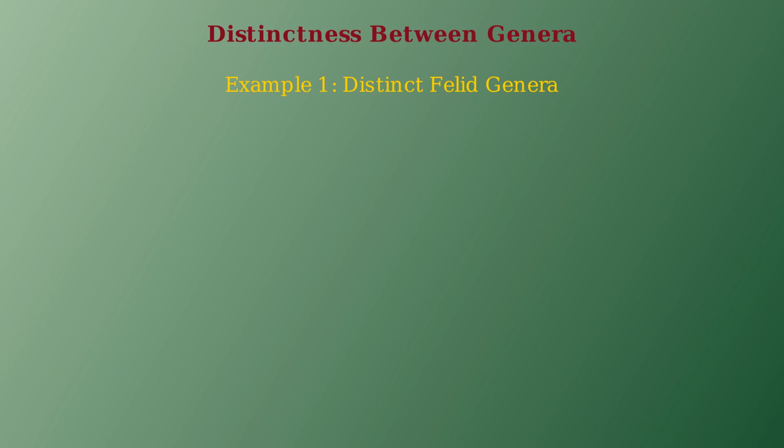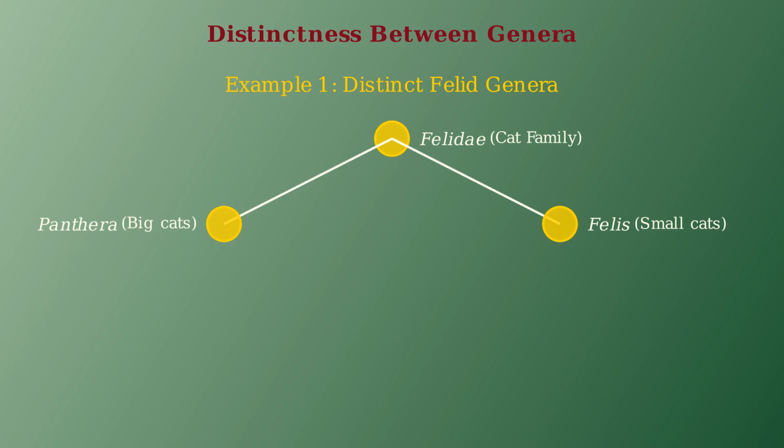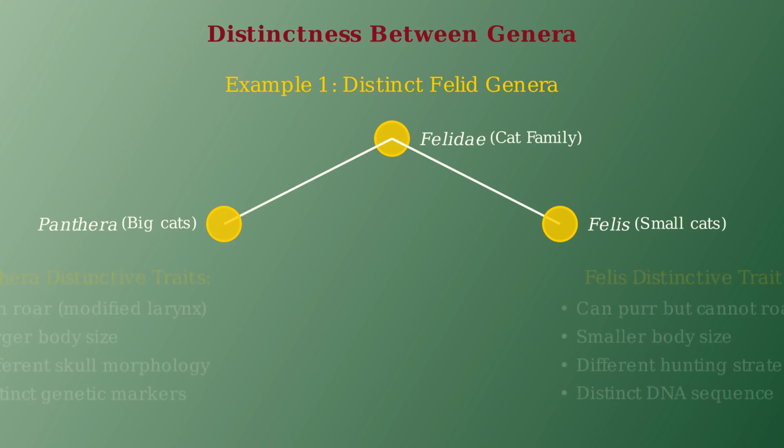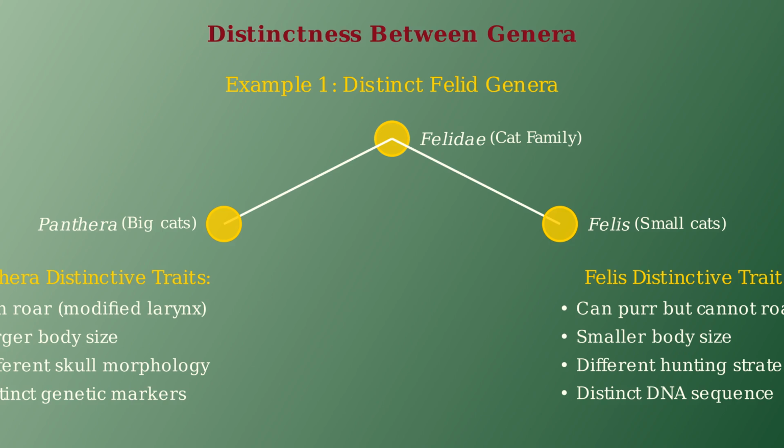Our first example looks at distinct felid genera. The cat family, Felidae, includes several distinct genera. Two well-known genera are Panthera, which includes big cats, and Felis, which includes smaller domestic and wild cats. Despite belonging to the same family, Panthera and Felis show clear differences. Panthera species can roar due to a modified larynx, have larger body sizes, different skull morphology, and distinct genetic markers. In contrast, Felis species can purr but cannot roar, are smaller in size, employ different hunting strategies, and have their own distinct DNA sequences.